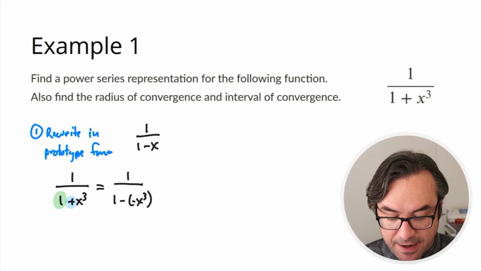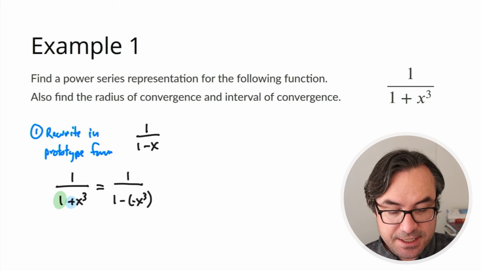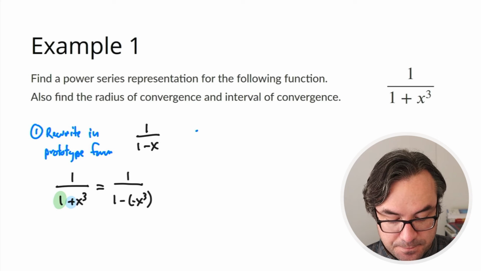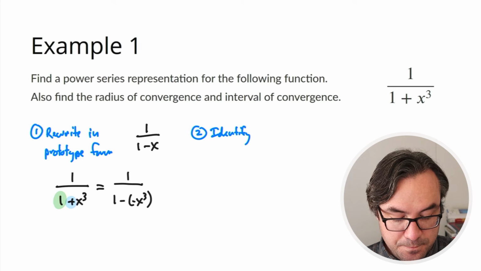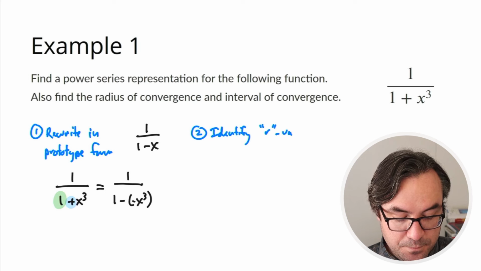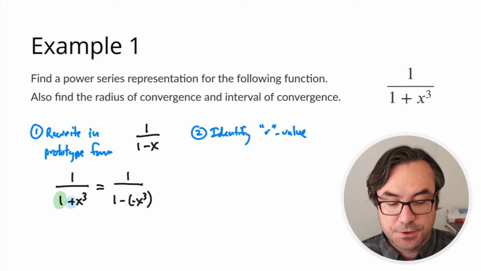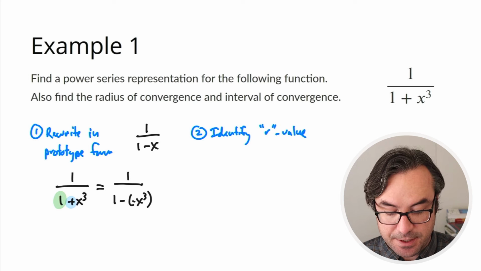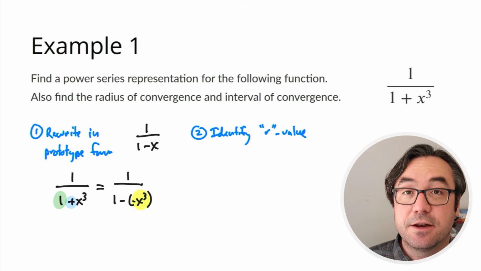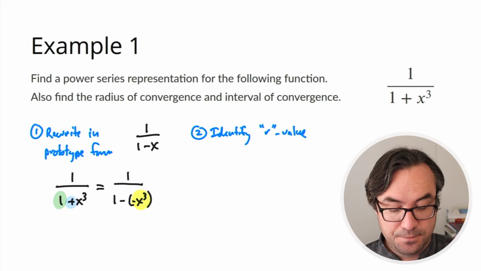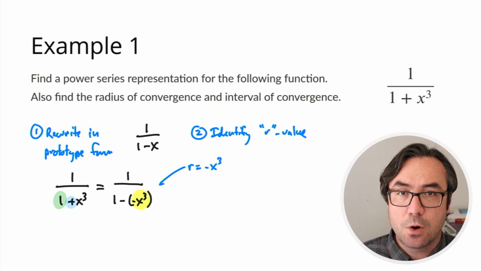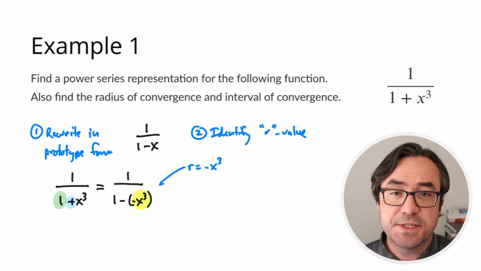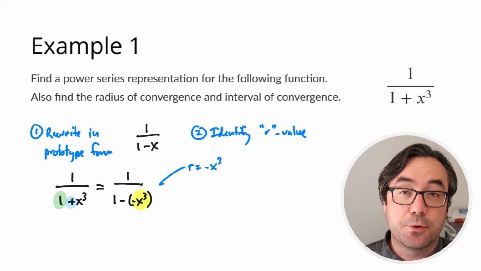So we can identify the r value. That's the next step. So the r value in this case is negative x cubed. All right. So now we're going to plug this into our formula for the prototype.